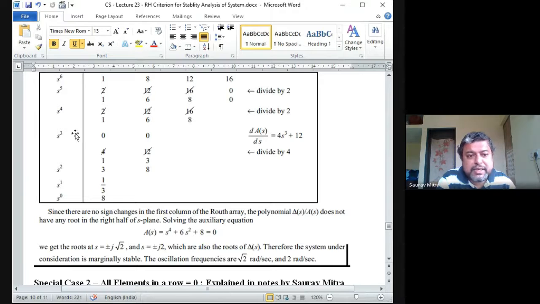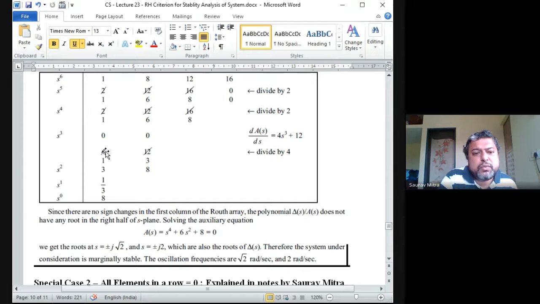So this you write as the coefficients of the s cube row. So this is 4 and 12. 4 and 12 means 1 and 3. Okay, now the previous row was 1 and 6, and now it is 1 and 3. So 1 into 6 minus 3, divided by 1, so 6 minus 3 is 3, and 3 divided by 1, so that is equal to 3.